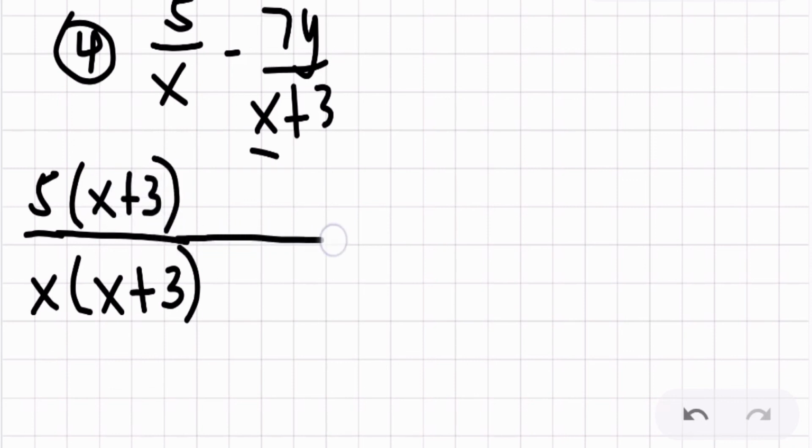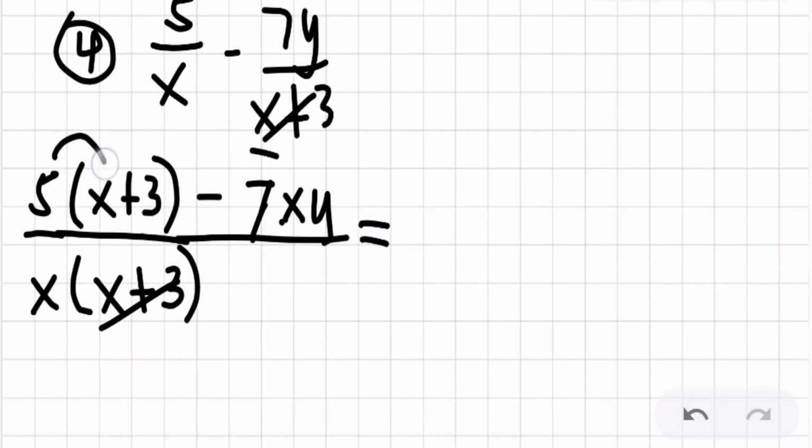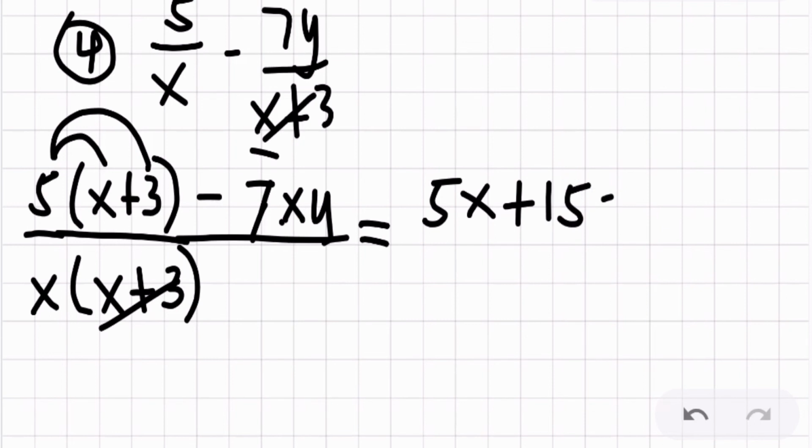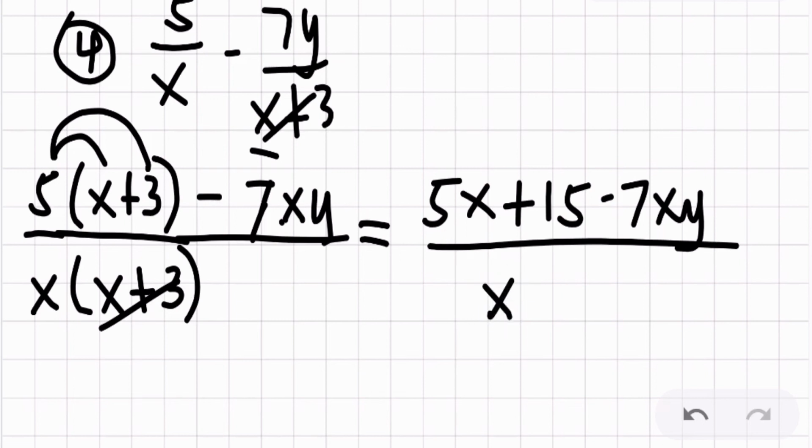Minus x times x plus 3 divided by x plus 3, so this will be cancelled out. So we will be left with x times 7y, so we will have 7xy. So let's simplify it further. So distribute 5, so we'll have 5x plus 15 minus 7xy over x times x plus 3.